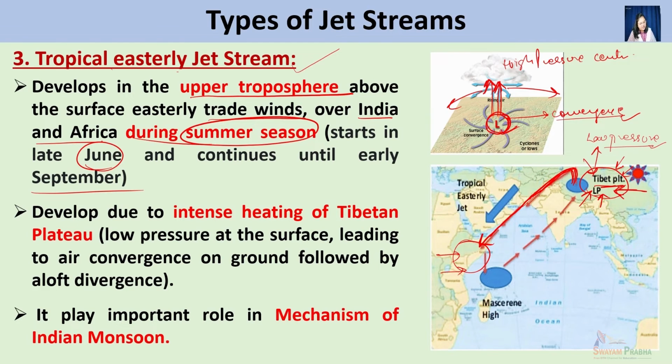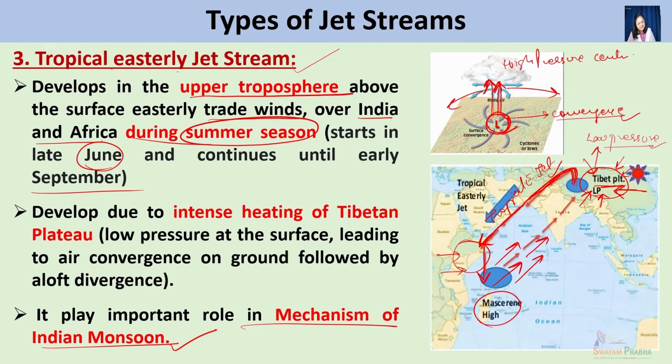This jet stream sinks near the island of Madagascar due to high pressure conditions at the ground surface, and it pushes the southwest monsoon, which enters the Indian subcontinent during July. So this tropical easterly jet stream is very important for its role in the mechanism of the Indian monsoon. But they are seasonal in nature as compared to the polar jet stream or subtropical westerly jet stream.